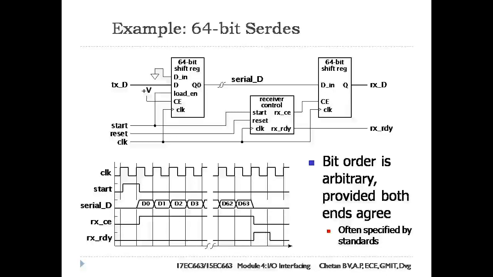When a start pulse occurs, the control section activates the receiver clock enable, which is RX_CE, for 64 cycles to shift the serial data in. The control section then pulses RX_RDY to indicate that the received data is ready. A timing diagram for one transmission is shown in the figure. We can implement the control logic with a counter and a simple finite state machine as shown.